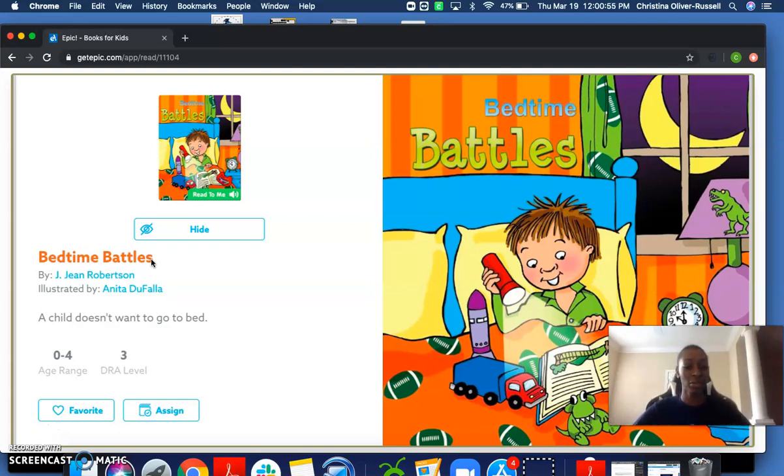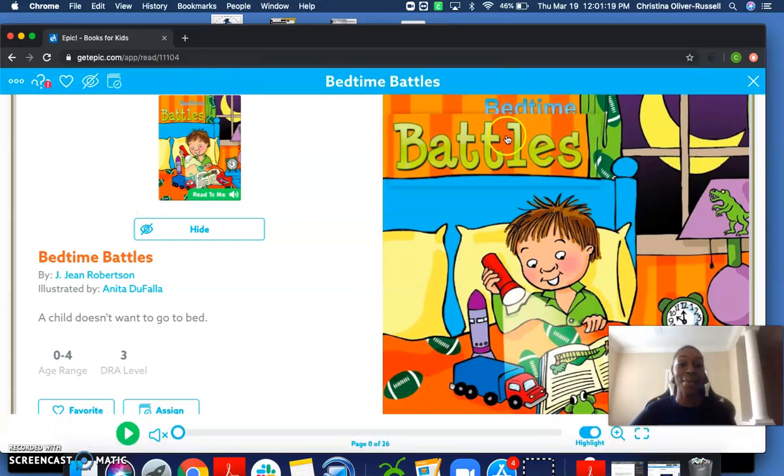Okay. So after the picture walk, we probably said this story is going to be about a little boy that's doing a lot of things before he goes to sleep. Let's see if that's right. So before we read, we know we always point with our fingers. So let's get our fingers ready, stretch it out, and get our pointing fingers ready. We're pointing to each word as we read. Bedtime battles.